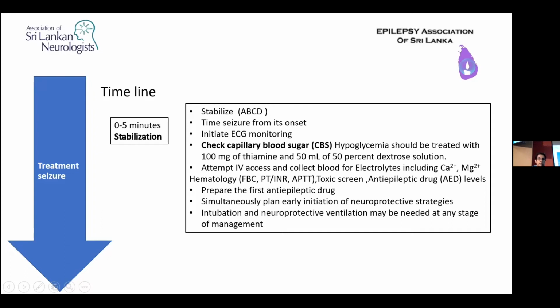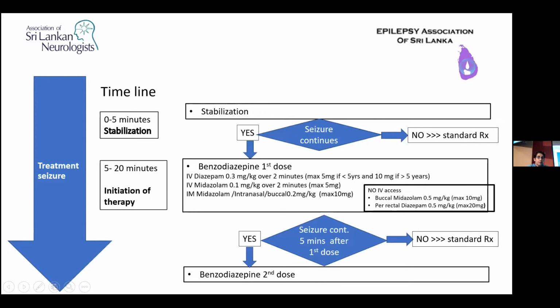Simultaneously, plan early initiation of neuroprotective strategies. Intubation and neuroprotective ventilation may even be necessary at this point, even before we think of giving the treatment. So if there are multiple people, we can do all this simultaneously. Otherwise, we go A, B, C, D, and then the decision on treatment. Okay. So once a patient is stabilized, you hope, and if the patient is lucky and depending on the etiology, the seizure should have stopped. If it doesn't, then you go for standard treatment.